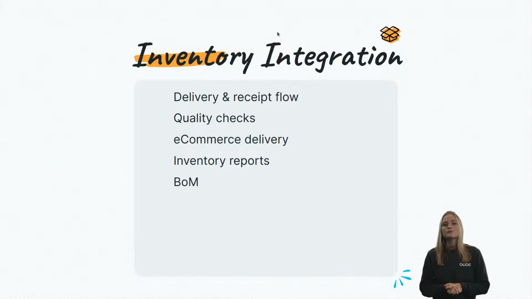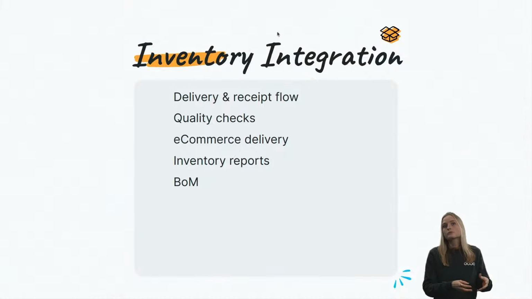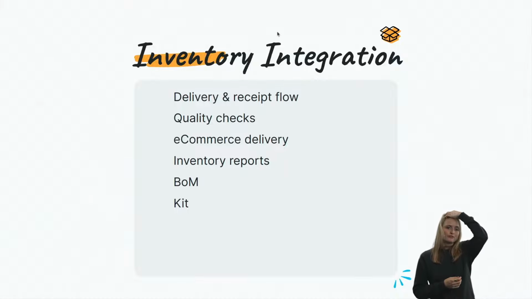A new feature that is also available thanks to the inventory integration is a bill of material. But what's a bill of material? A bill of material is a list of components to manufacture a product. This is really useful because my technician, my manufacturer, will know exactly what product to produce, with what components, and in what quantity.